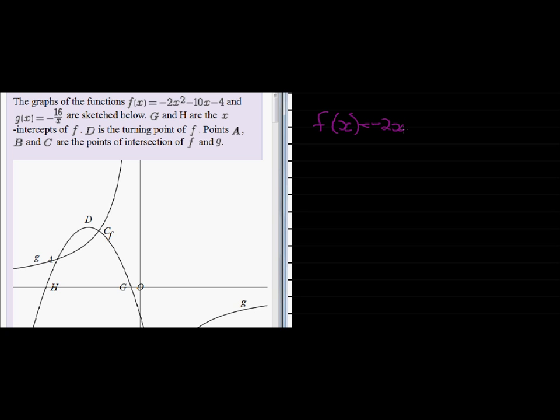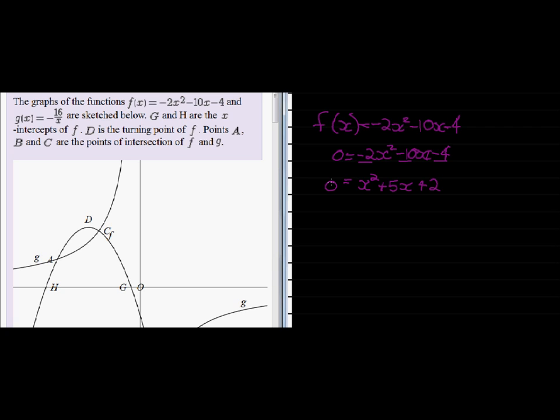We make y equal to 0. So equal it to 0. And now we simply solve it. So we first can see, okay, negative 2 can be taken out as a common factor from each one of those terms. So I've got x squared plus 5x plus 2. And now I must find the x-intercept of that function.